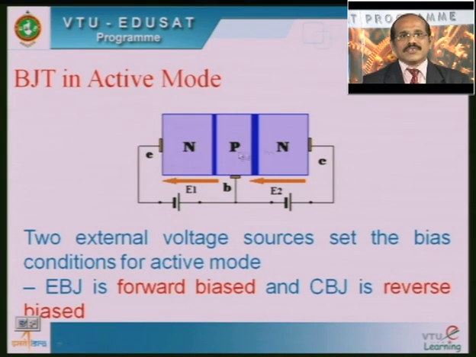Here we have considered an NPN transistor, and the N is connected to the negative terminal of the battery with reference to the base. Similarly, the other N, which is the collector, is connected to the positive terminal of the battery with reference to the base. Therefore, the emitter base junction is forward bias, whereas the collector base junction is reverse bias.